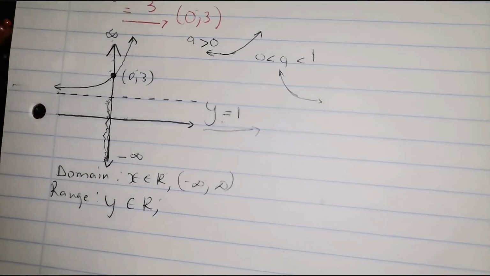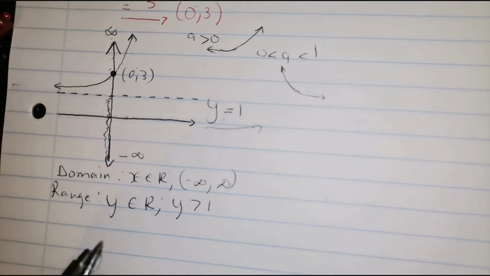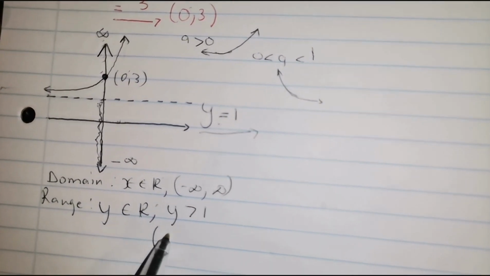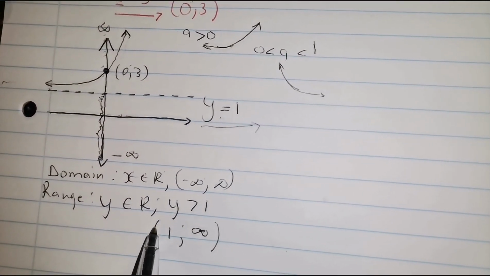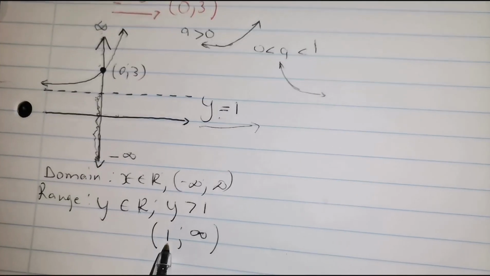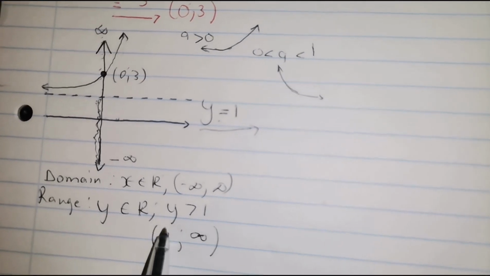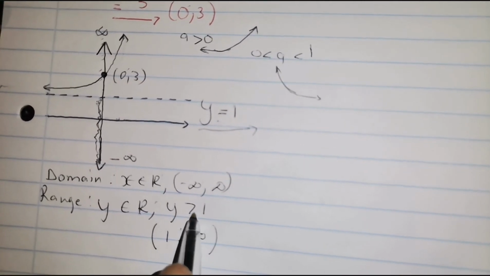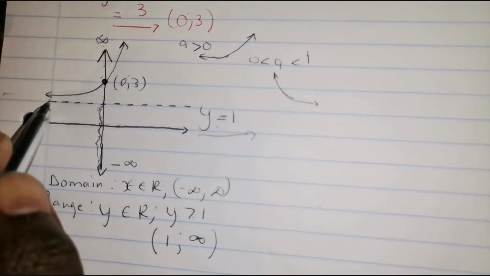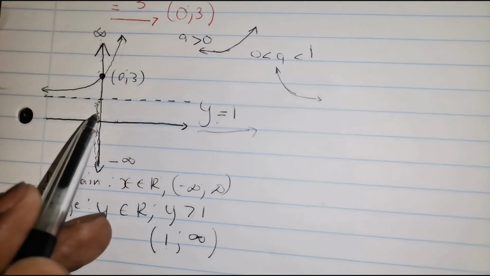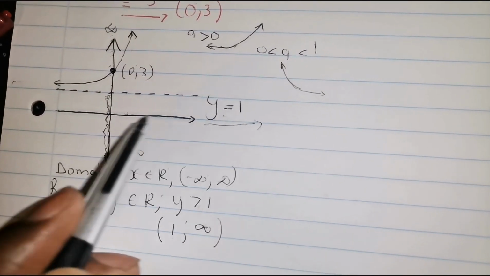Do you see, guys, how you determine the range and domain? Therefore, y should be bigger than 1, or y comes from 1 to positive infinity. We don't use the square bracket because 1 is not included in this case. If you include the square bracket or the equal sign here, you're going to get it wrong, because y equals 1 is invalid because of the asymptote.